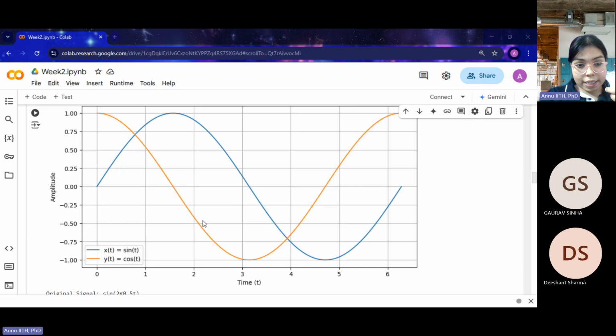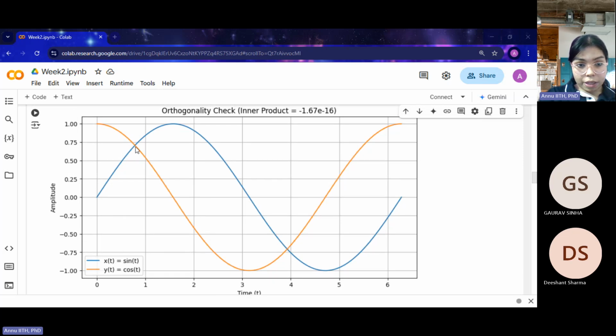What the inner product says is that you need to multiply at every index. So here we are multiplying. Whatever value is coming here, plus whatever value is coming at this index, plus all the indices. You are just multiplying the values and summing them. So that value should be equal to 0. The inner product is actually of the order of 10 power minus 16, which is almost 0. So in practice with signals, you will not get exact 0, but almost equal to 0. So it is orthogonal, and they are orthogonal to each other.